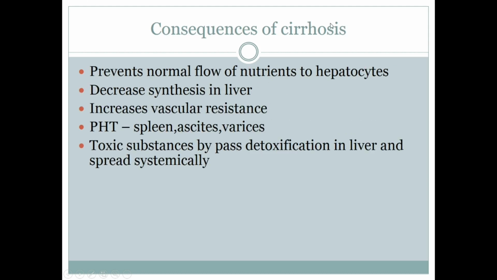What are the consequences of cirrhosis? You know this already. It prevents normal flow of nutrients to the hepatocytes. There is decreased synthesis in the liver because of hepatocyte degeneration. Increased vascular resistance because the vascularity is all blocked up or it's reorganized. Portal hypertension can occur. Obviously, you know that 70%, 75% of the blood flow to the liver is through the portal veins, and all those portal venules are all disrupted.